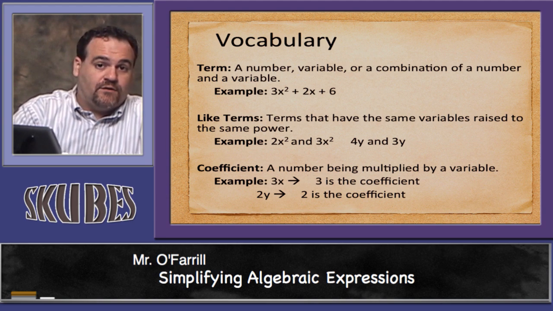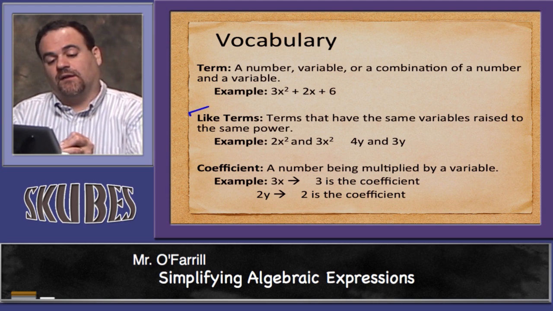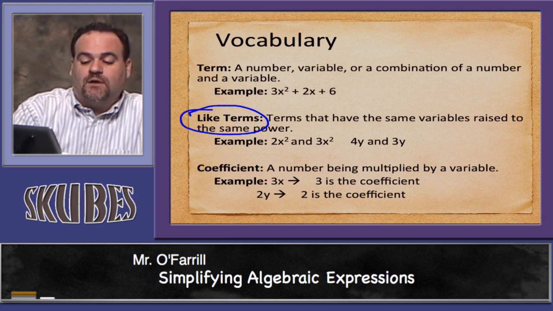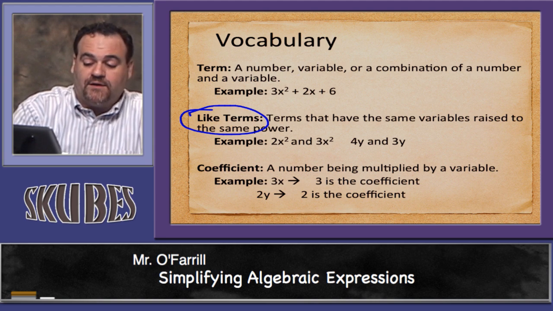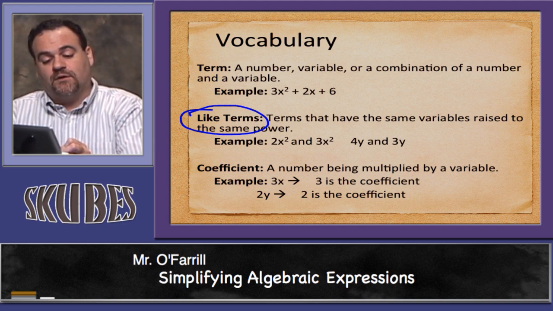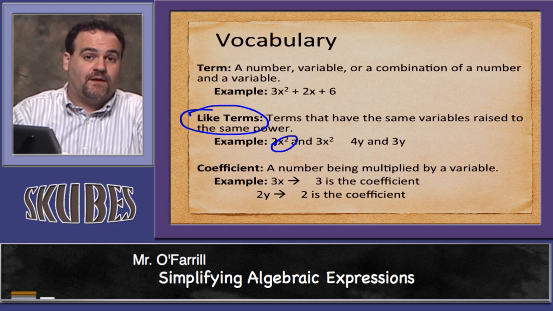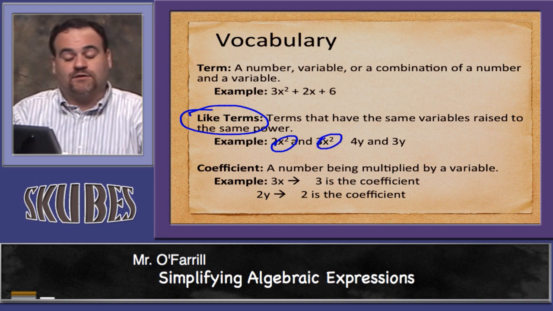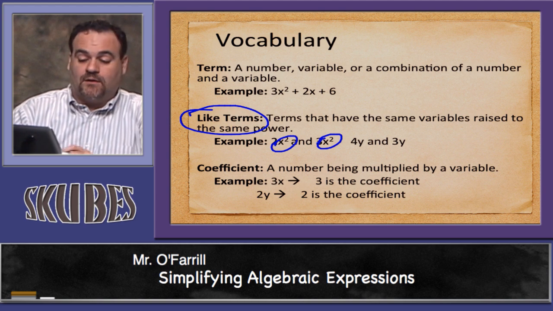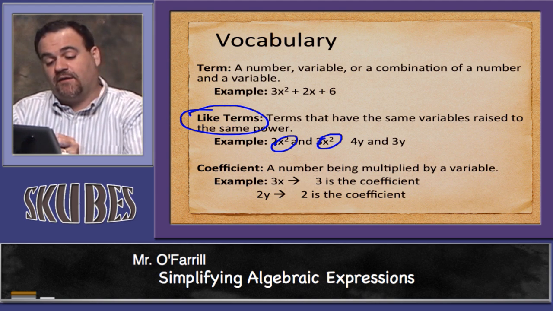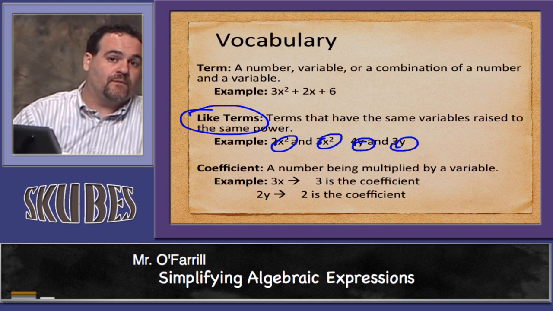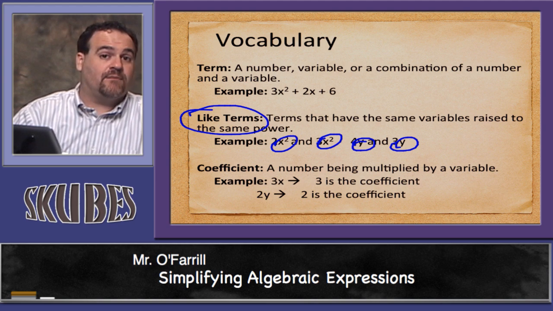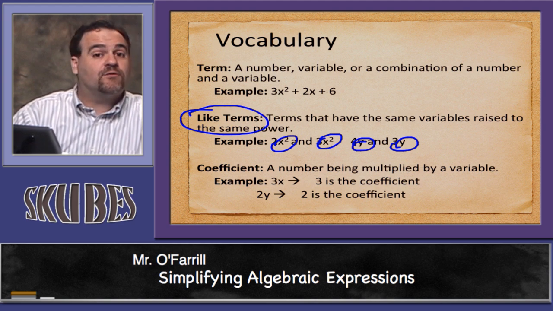But in today's lesson, we're going to need to really focus on this right here, like terms. Like terms are terms that have the same variables raised to the same power. For instance, we have 2x squared and 3x squared. Another similar example is 4y and 3y. They have the same variable, and that variable is being raised to the same power.